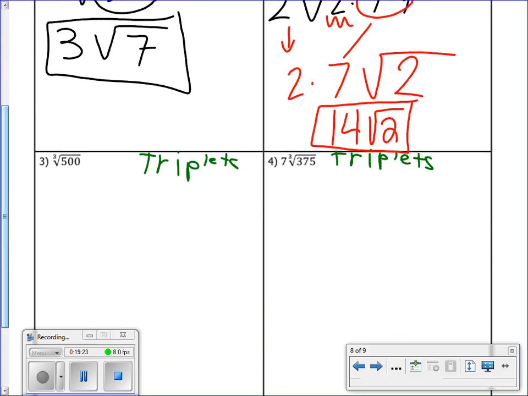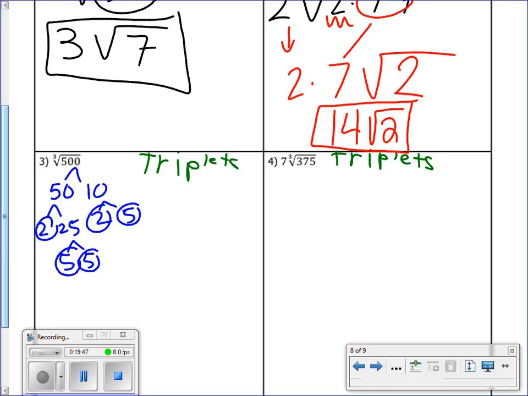Now, number 3, we're at the cubed root of 500. So, the cubed root of 500, we have 50 times 10 breaks down 500. 10 breaks down to 2 and 5. 50 is 2 and 25. 25 is 5 and 5.